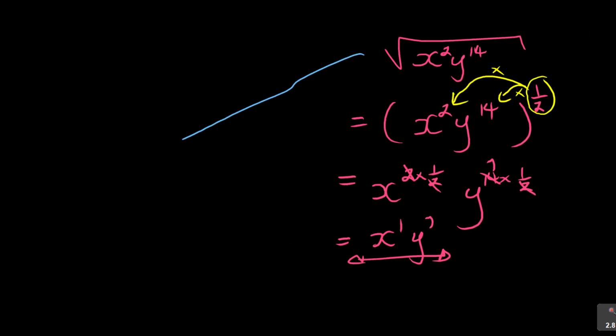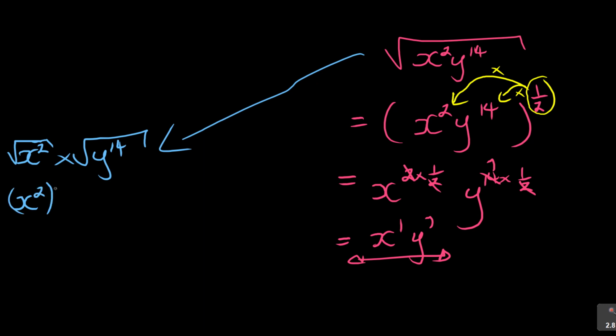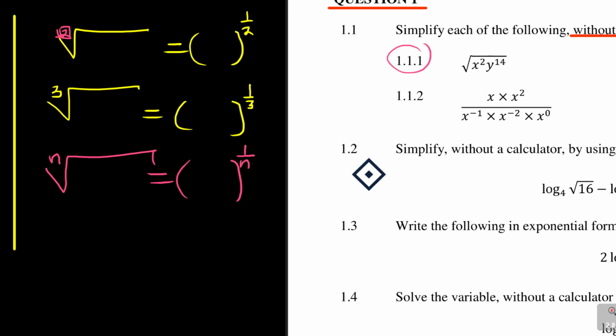Or you could have said that the square root here is the same as the square root of x squared times the square root of y to the power of 14. It's allowed. Now x squared, remember, is still the same. You can say x to the power of 2, and here you put a half, y to the power of 14, here you still put a half. Then you still have x y to the power of 7. Whatever the case, this was the way you could have approached this. All right, so that is that.